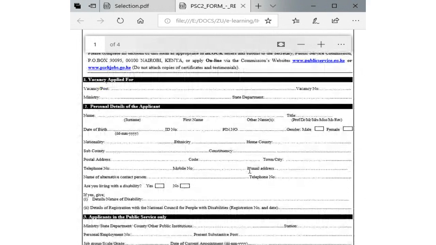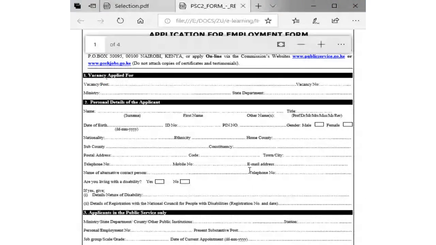Then personal details of the applicants. So you can see the personal details, the name, surname, other names if there are, then title, Mr., Mrs., you just mark one. Then date of birth, include it. Your ID, include it.